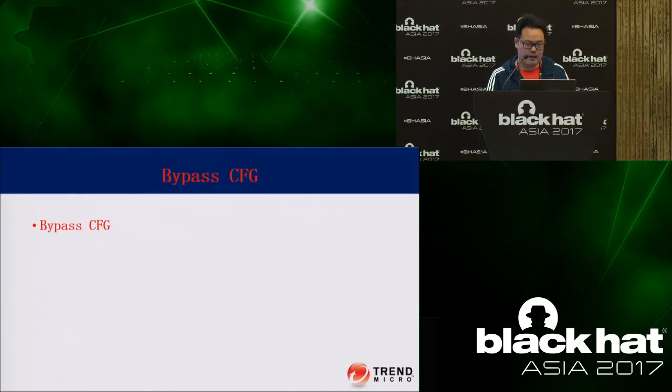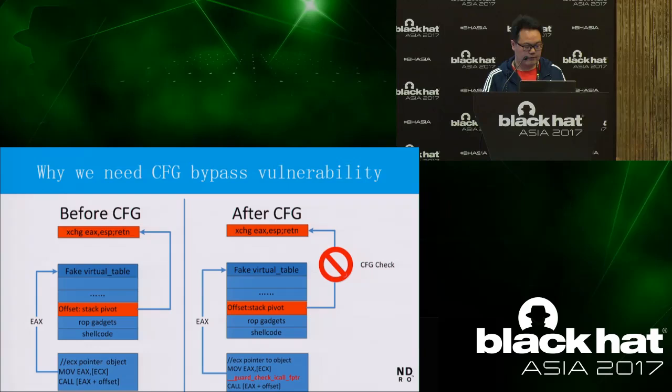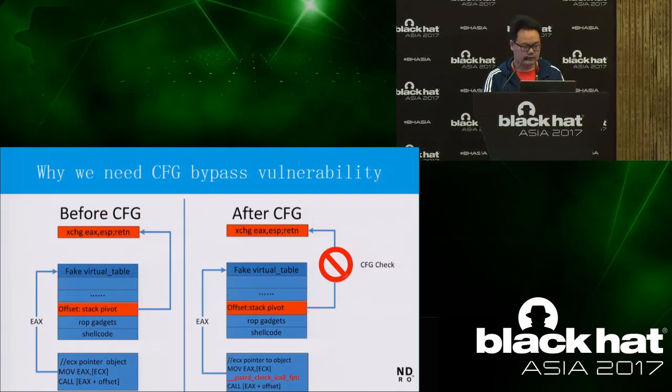Okay, in this part I will introduce how to bypass Control Flow Guard. Before we begin, let's introduce why we need a CFG bypass vulnerability. The left picture is an exploit for a use-after-free vulnerability. We put the stack pivot address at the fake vtable's write process. When the call instruction runs, it will run the stack pivot, then the ROP gadgets, then the shellcode.